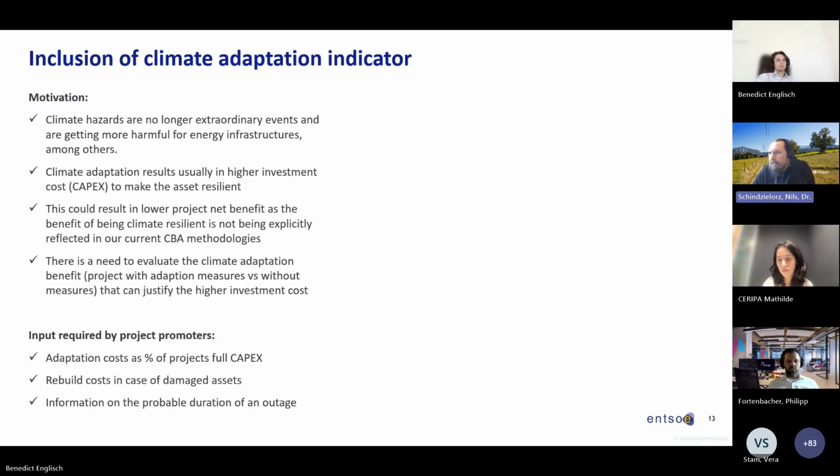And let me read briefly. Needs to evaluate climate adaptation. Yeah. Basically, this is for the motivational part.